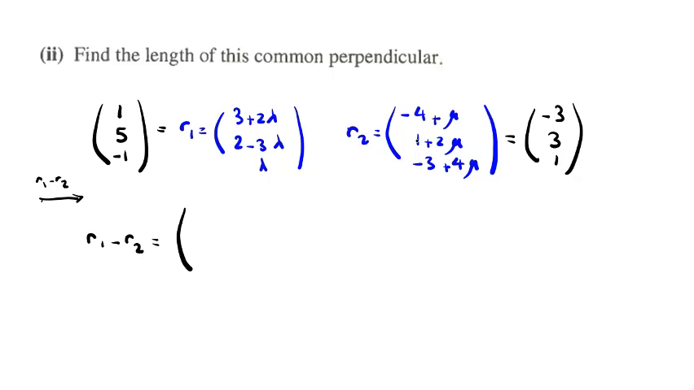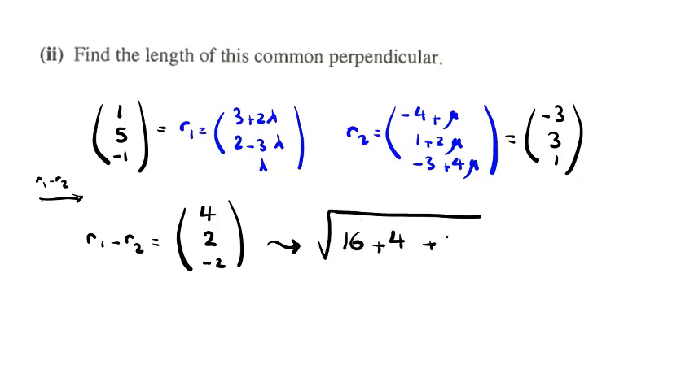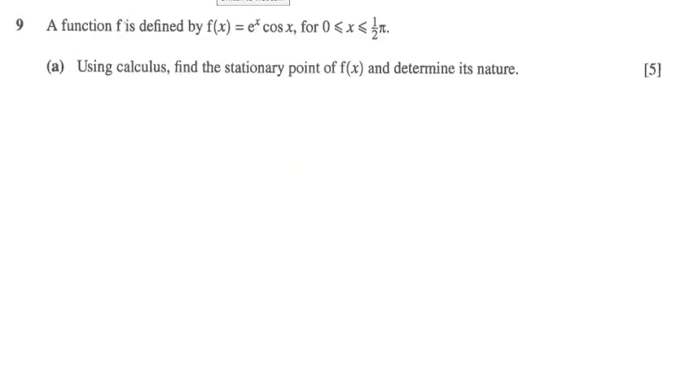It will be 1 minus this will be 4. 5 minus 3 will be 2. And minus 1 will be negative 2. If we want to find the length, it will be the square root of 4 squared, 16, plus 2 squared, 4, plus negative 2 squared, 4, equals 24. Or we can say it's 4 times 6, 2 root 6.